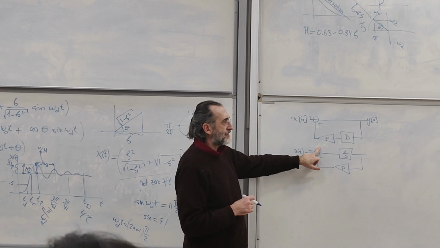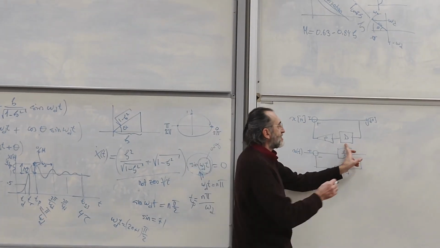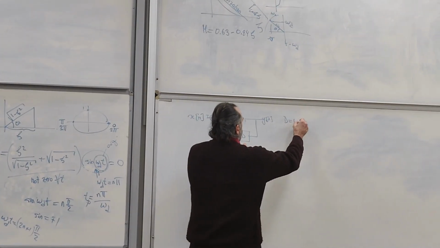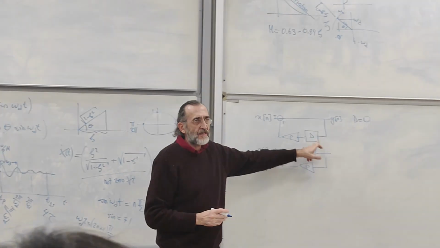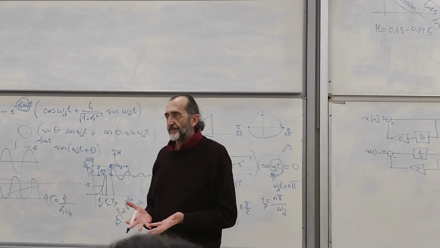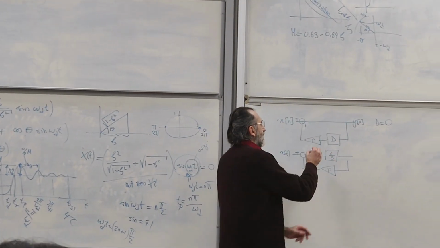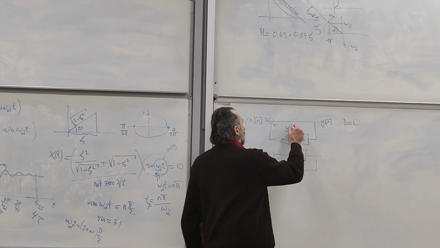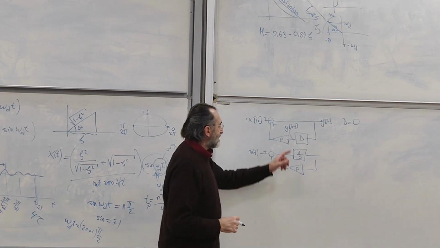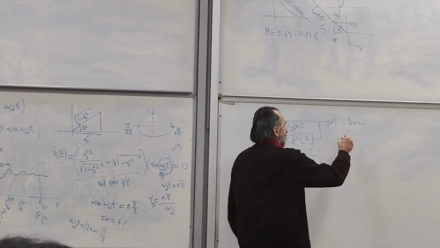Now if I say D is equal to 0, I mean that the delay box has held nothing in it. So if this is y of n, and this is going to be y of n minus 1, it means that y of n minus 1 is 0.